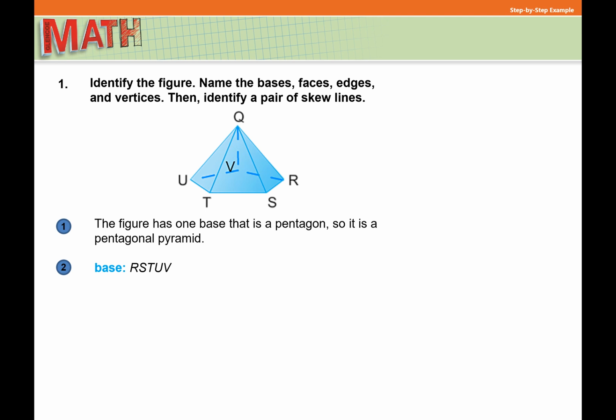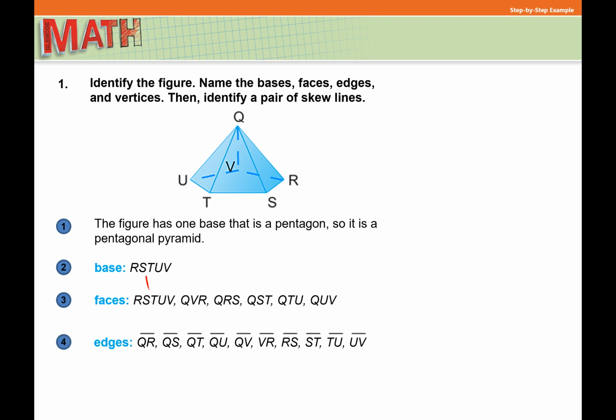What is the base? The base is RSTUV. Right, that is a pentagon. The faces, we obviously start with our base. Notice that gets carried right over. Don't forget that. And then name each of the triangles that make up the other faces of this pyramid. Okay, the edges then, you walk your way around the base first. I know they don't do it in that order here, but I'm gonna have you do it that way so that you don't miss any. So walk your way around the base first, and then get the connecting edges after that, and then the vertices.